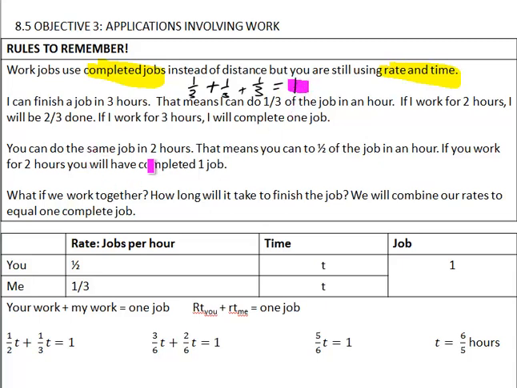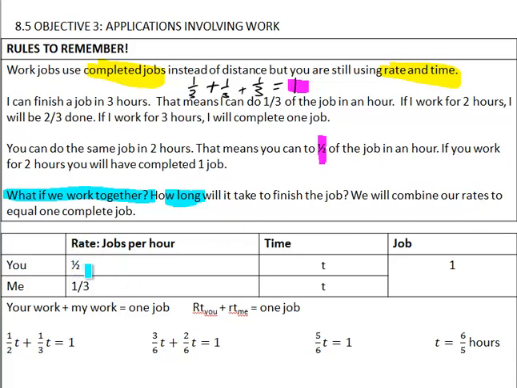Now, if you can do the same job in 2 hours, that means you can do 1/2 of the job in an hour. That's your unit rate. And if you work for 2 hours, you'll have completed the whole job. The question that these problems usually ask is, what if we do it together? How long will it take to finish the job? What we're going to do is combine our efforts to equal one complete job.